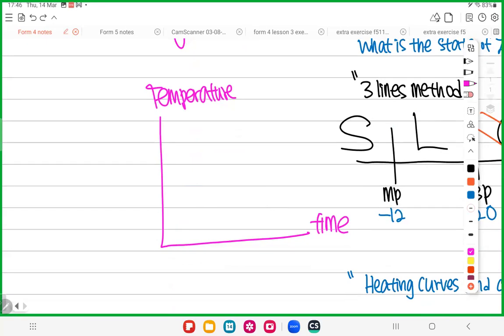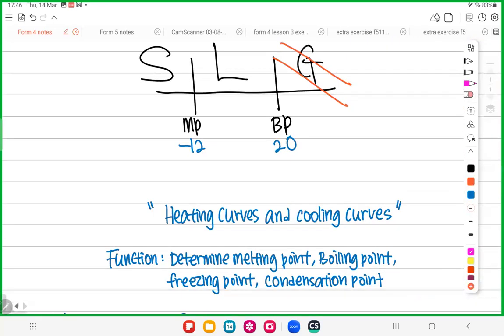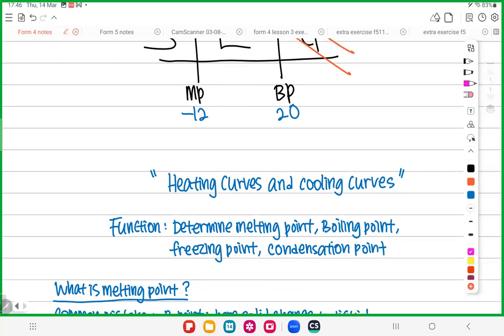Okay? So heating curve is a staircase going up. Cooling curve is a staircase going down. All right? Simple as that. Now, why do we need to learn heating curve and cooling curve? We do not learn this for fun. There is a reason why we need to do that.